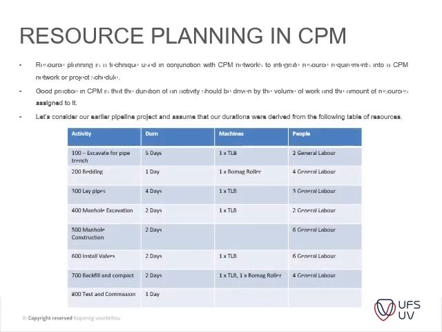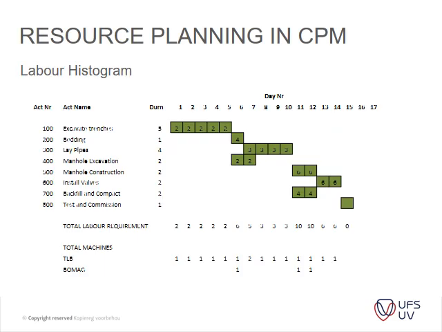So here we've got a scenario. Let's consider the earlier pipeline project, and assume that the durations were derived from the following sources. You've got 8 activities with their durations, the machinery needed, and then the amount of labor resources that they need. This is nicely visualized, and it's the same process as the previous example.